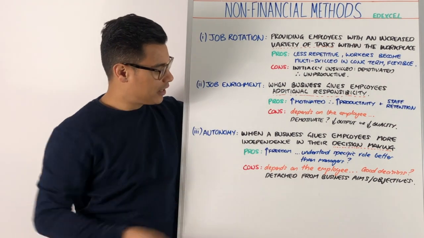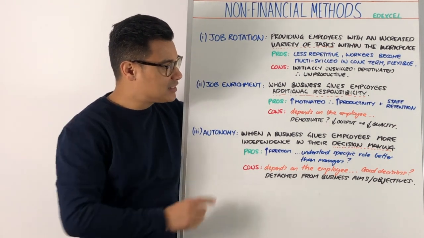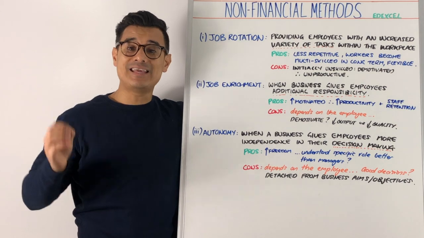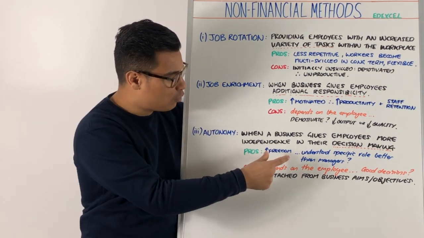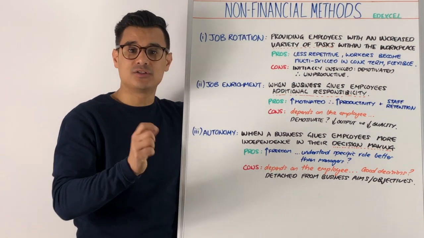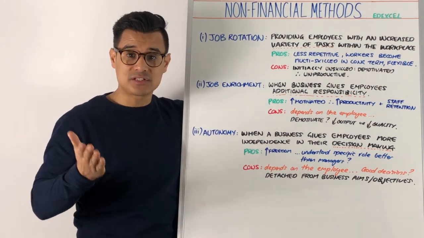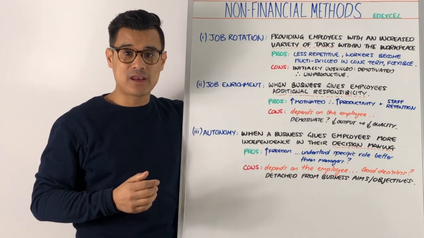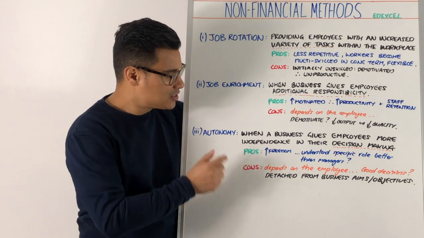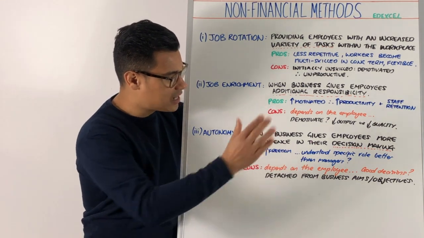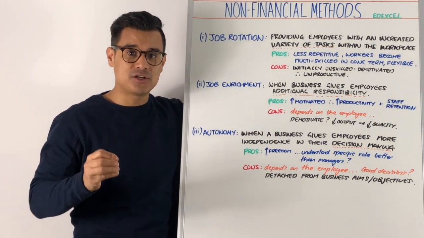Autonomy is the third non-financial method, and that's when a business gives employees more independence in its decision-making. Now, the key advantage here is that it means there's more freedom to the particular worker that's doing that role, because they might understand their role better than the managers. Maybe the managers never did that role. Maybe they're specialist managers. So the advantage here is there's more freedom. They understand the specific role better than their managers.